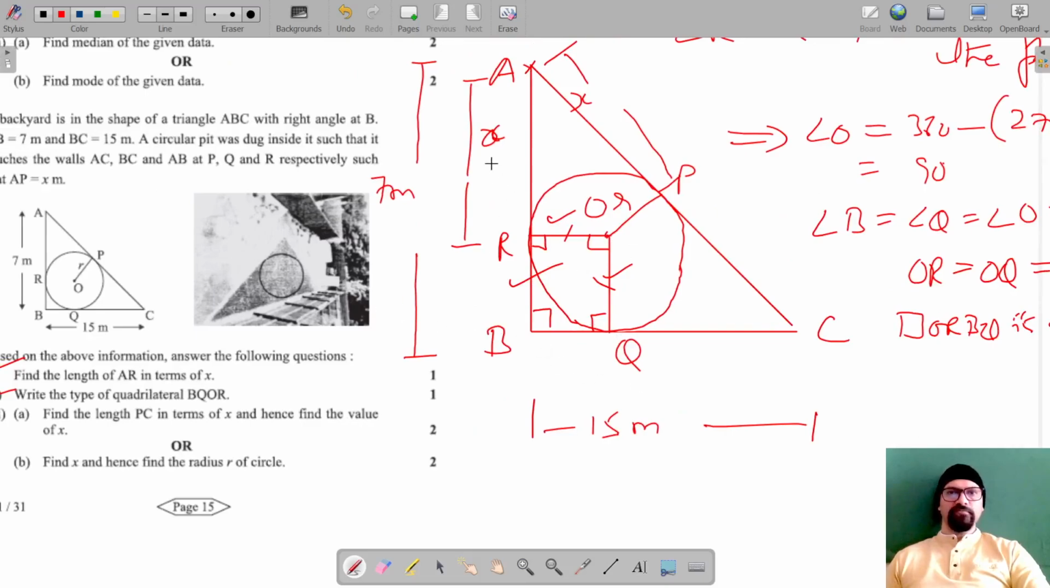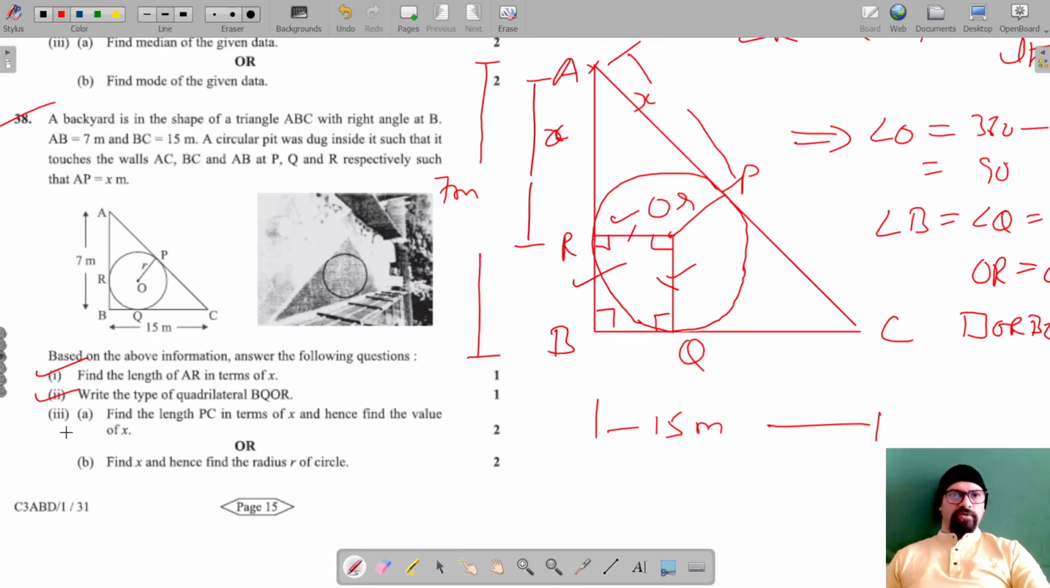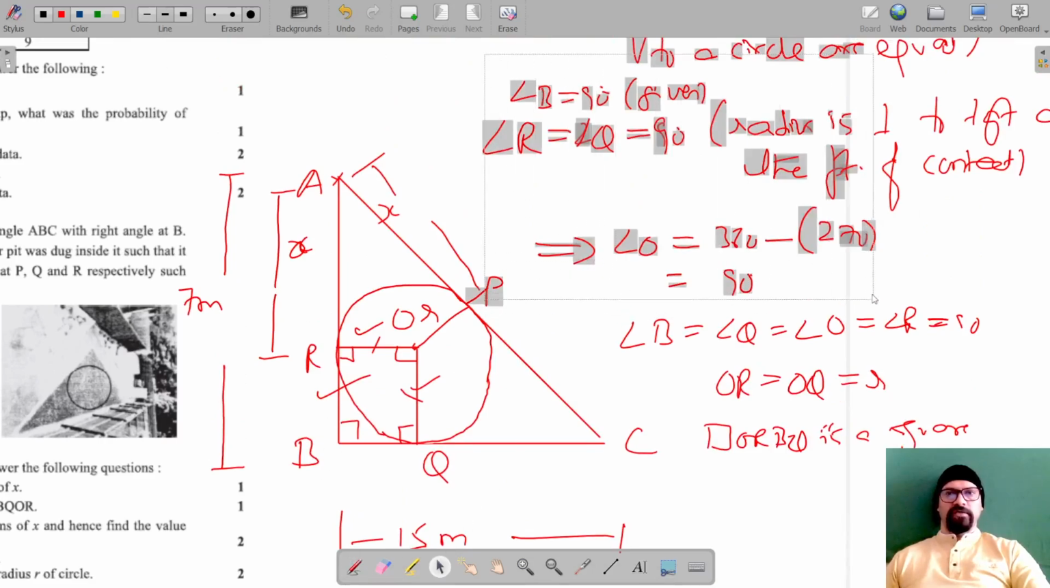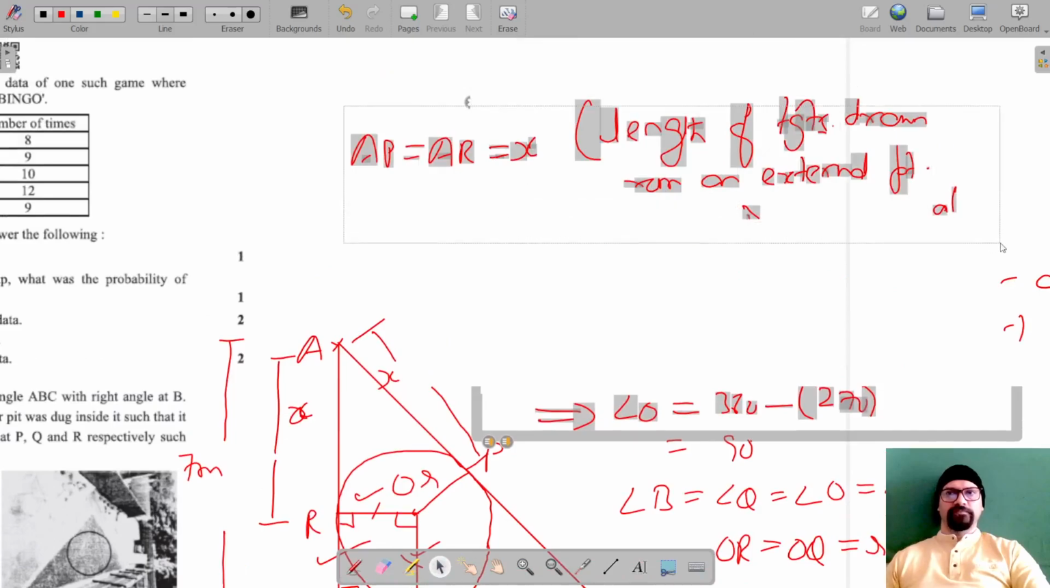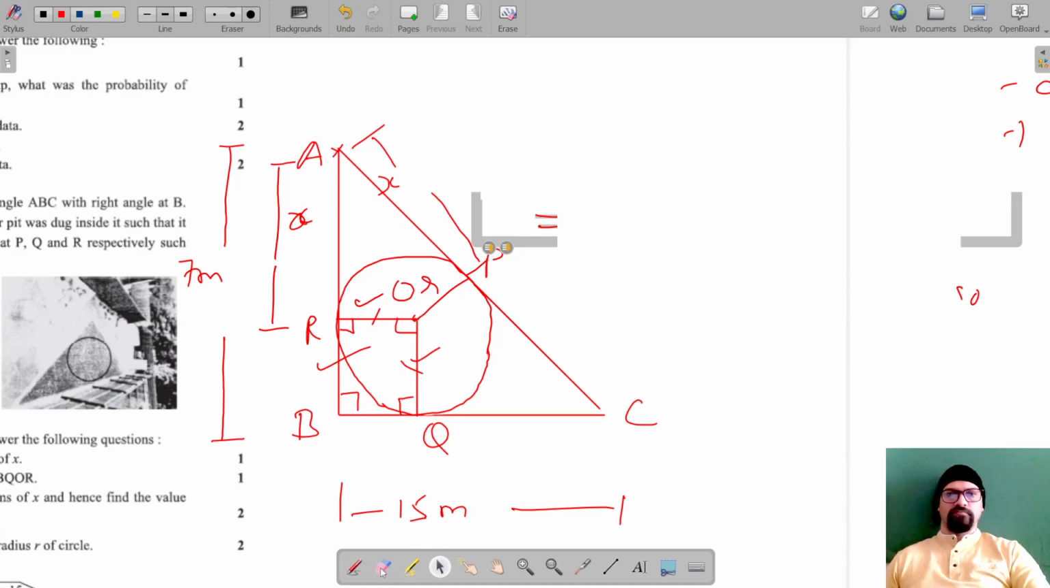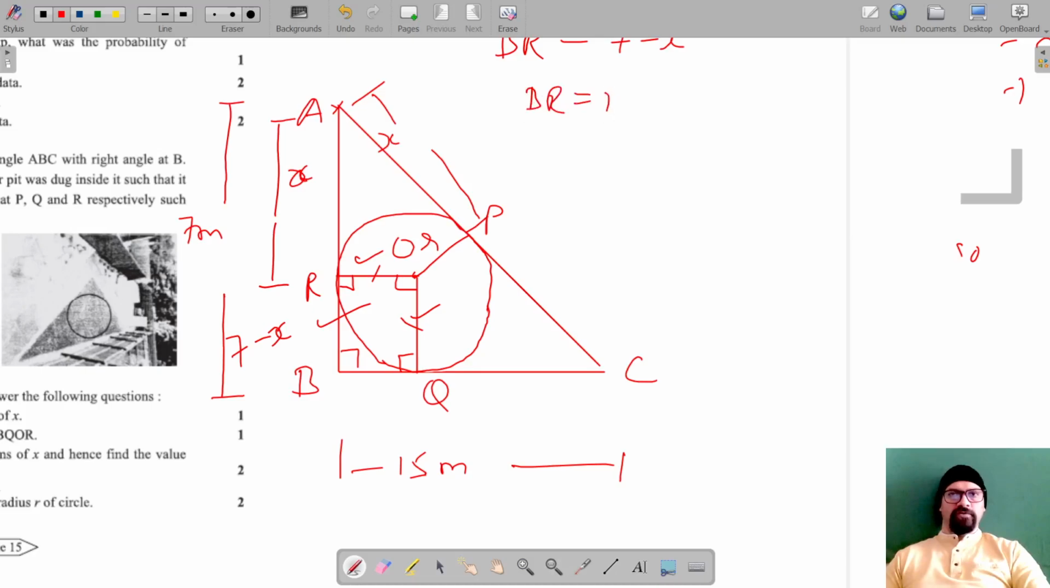So quadrilateral ORBQ is a square, and we have to find the length BC in terms of X. First of all, let's find BR in terms of X. BR is equal to 7 minus X, because AB is 7 and AR is X. So BR is 7 minus X. Now BR is equal to BQ, because these are the sides of the square. So BQ is also 7 minus X.